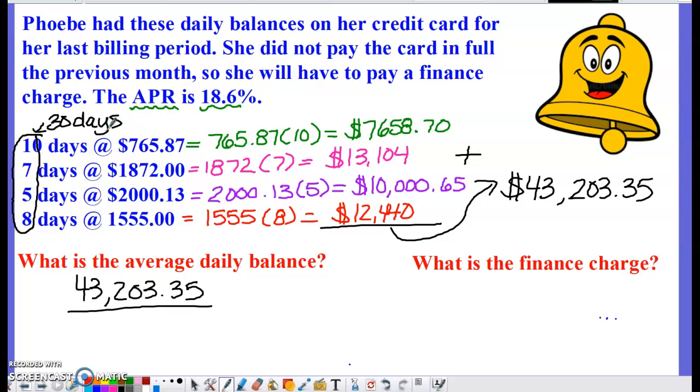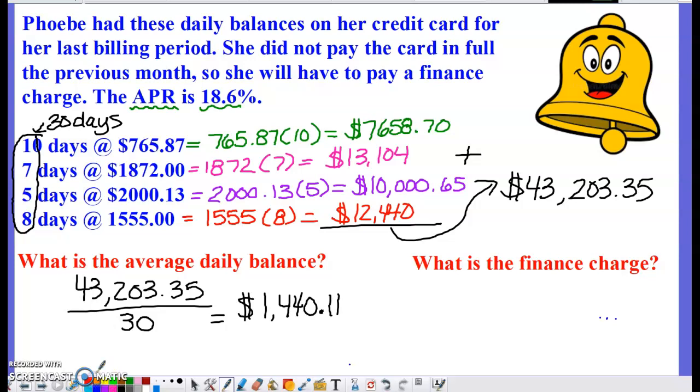So to find the average, we take our total daily balances, divide by 30. It tells us that our average daily balance is $1,440.11. Again, that just means on a day throughout the billing period, my statement said I owed about $1,440.11 for all 30 days of that period. However, this is not my finance charge. To find my finance charge, we have to find a percentage of our average daily balance.